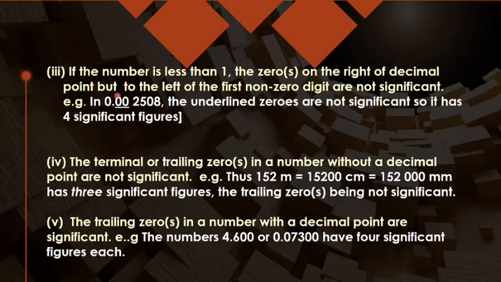Now, for example, I have written 0.002508. This is the decimal point here. Before this, on the left hand side, that is of course non-significant. And on the right hand side, two zeros are there, but they are before the non-zero digit, so they also become non-significant. So, whatever zeros are there on the left hand side of the non-zero digit, they are not significant.